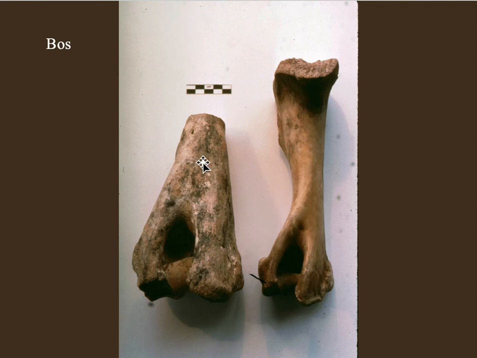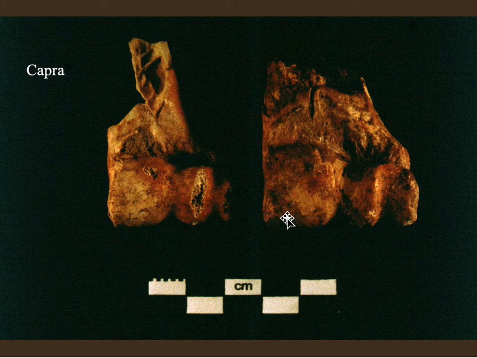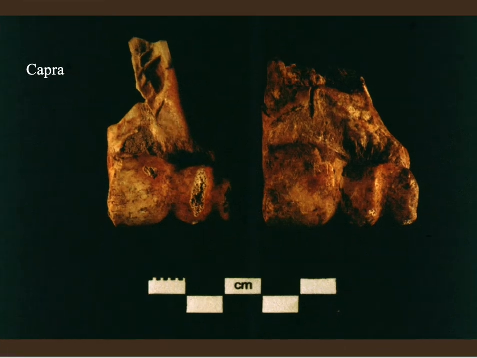Again, so here's cattle. This is pig, right? So the wild pig and the domesticated pig. You can see that the molars have erupted. These are the same age. This is a much smaller animal. This is a domesticated pig. Capra, goat. So here's the wild goat. Here's the domesticated goat. The domesticated goat is smaller than the wild goat.